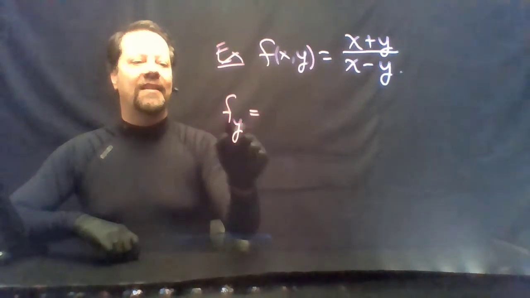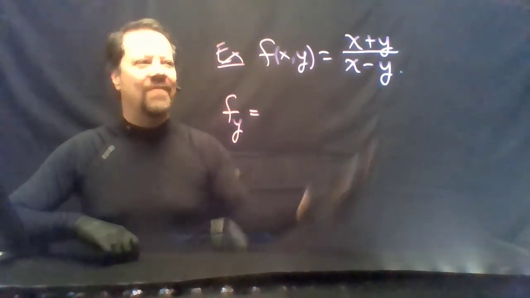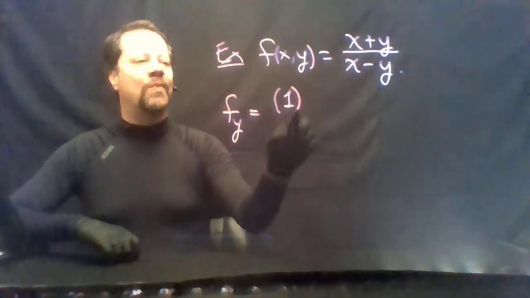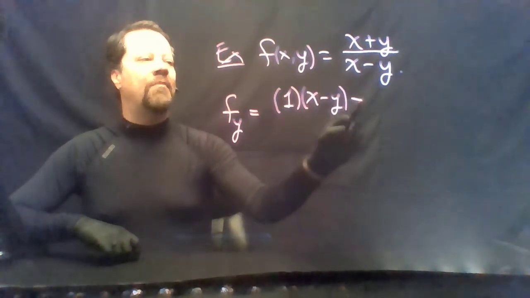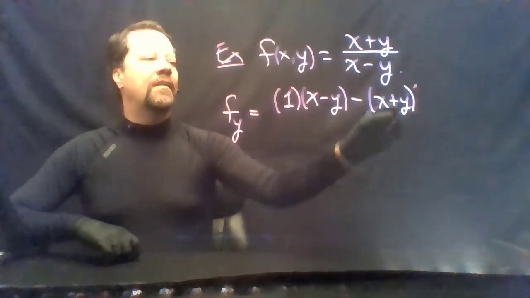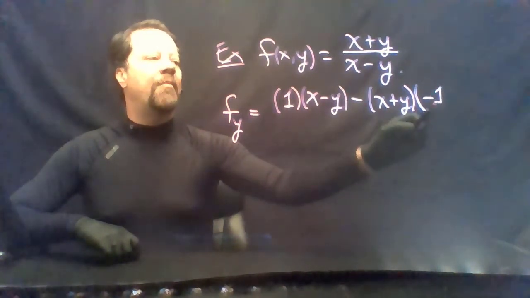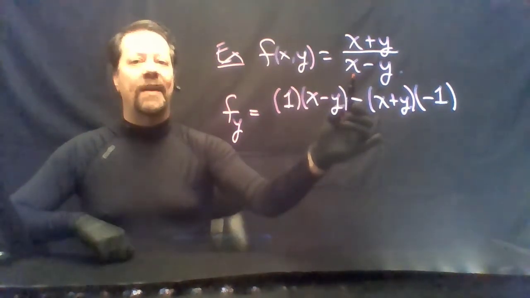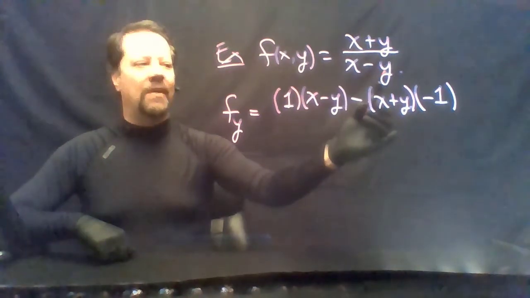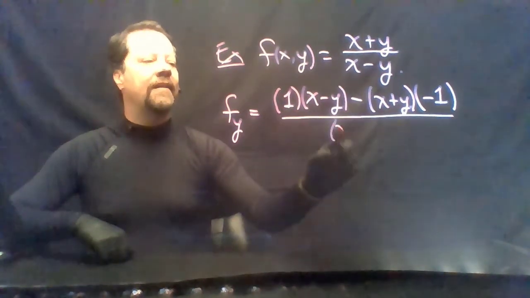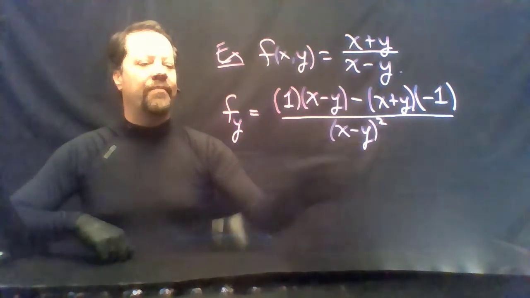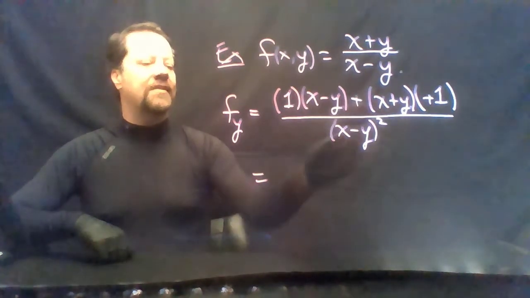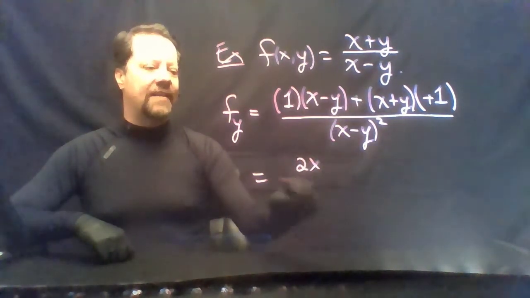Similarly, let's calculate the partial derivative of f with respect to y. Again, we apply the quotient rule. The derivative of the top with respect to y is 1 times the bottom minus the top times the derivative of the bottom, which is minus 1. We're taking the derivative with respect to y. The derivative of x with respect to y is 0. The derivative of y is, of course, 1. We get minus 1, divided by the bottom squared. Simplifying, we get x minus negative x. That gives you 2x, and the y's cancel.